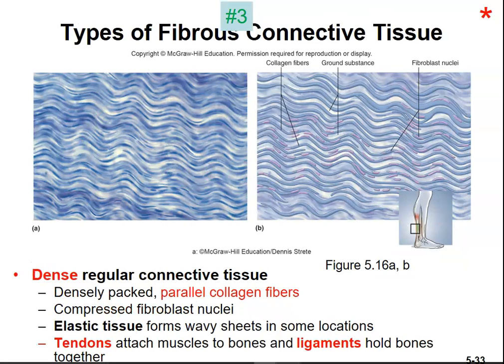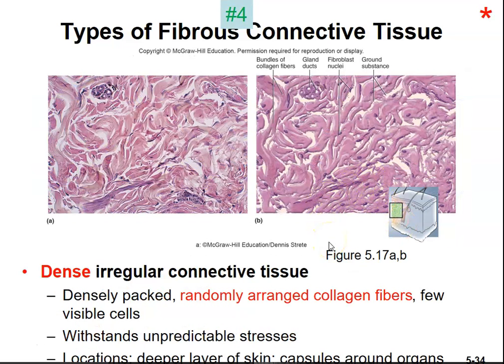Dense regular connective tissue, they are densely packed. They have parallel collagen fibers. You can find them in the ligaments or tendon. They are relatively tough, but also have some flexibility. Dense irregular connective tissue, the fibers don't have a certain direction. They are randomly arranged. They're collagen fibers. They're thick. You can find this type of tissue in the deeper layer of the skin and the capsules around the organs. You can find this type of connective tissue in the dermis layer of the skin.